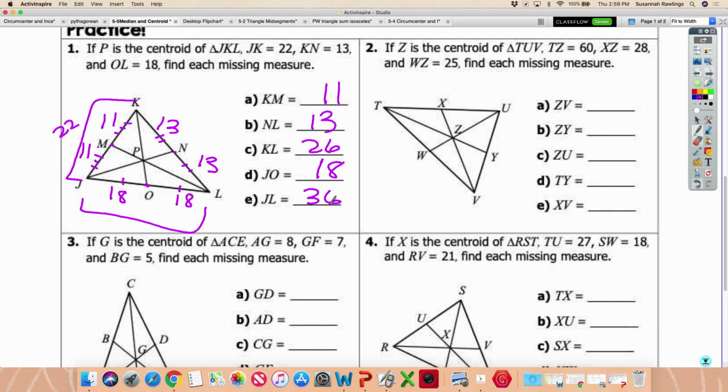So that is actually not using our ratios yet. That's just using our definition of midpoint. But I'll pause here if you have questions.